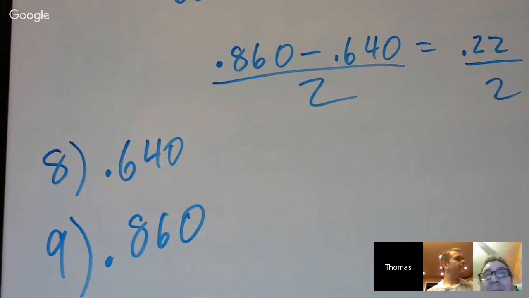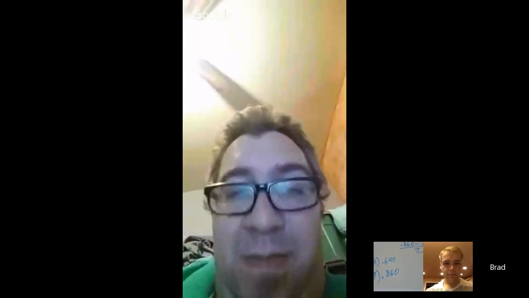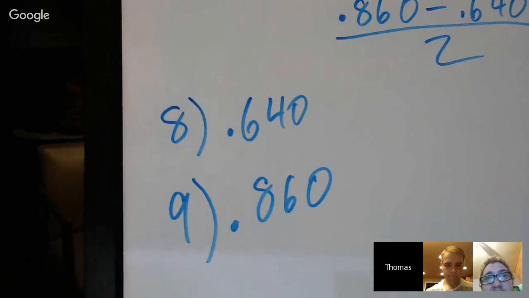What was 8? 0.640. 6.40. And then number 9 is 0.860. 0.8. Okay. Right there, I actually put my decimal points in the wrong spot. Yeah, so if you can see on my screen, those are our 8 and 9.